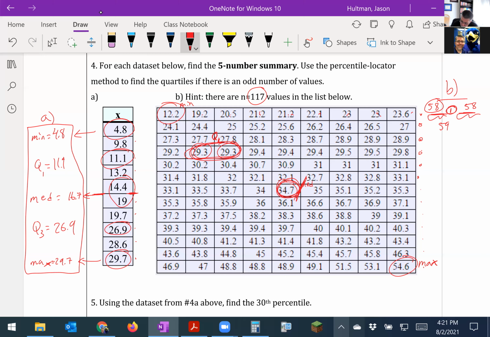So again, I'm going to do the same thing. I'm going to go up 29 from here. That's not going to be as easy because I'm starting at the 59th value, but I'll just count 1, 2, 3, 4, 5, 6, 7, 8, 9, 10, 11, 12, 13, 14, 15, 16, 17, 18, 19, 20, 21, 22, 23, 24, 25, 26, 27, 28, 29, 30. So here's these guys. This is the 29th and 30th values.